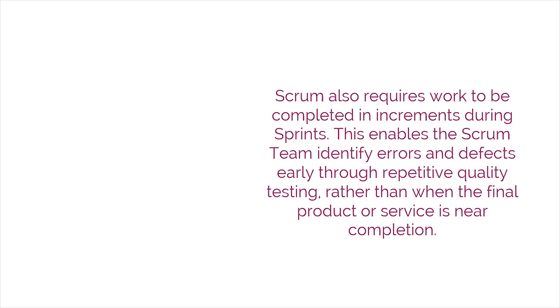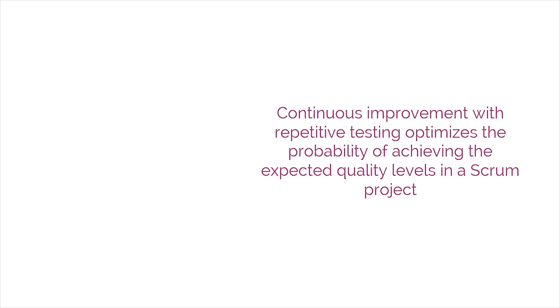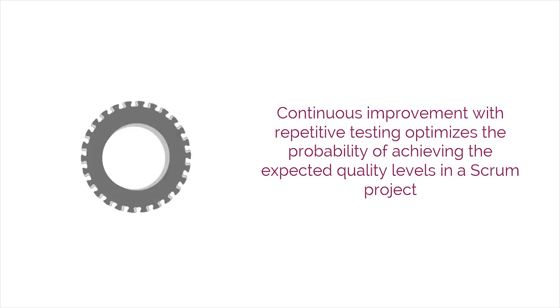Scrum also requires work to be completed in increments during sprints. This enables the Scrum team to identify errors and defects early through repetitive quality testing, rather than when the final product or service is near completion. Thus, continuous improvement with repetitive testing optimizes the probability of achieving the expected quality levels in a Scrum project.